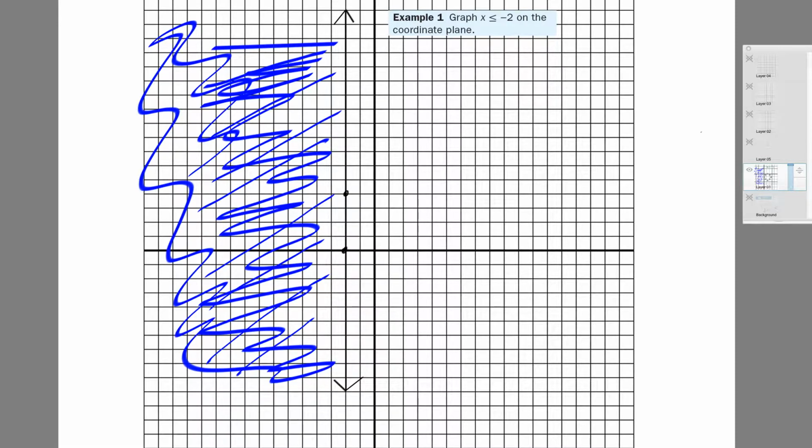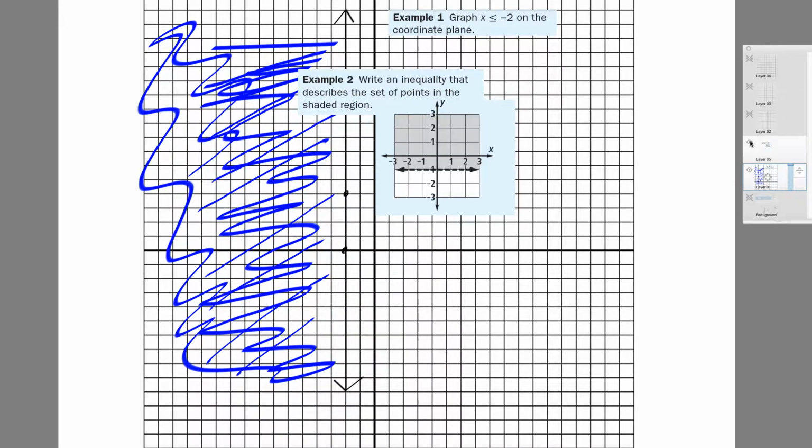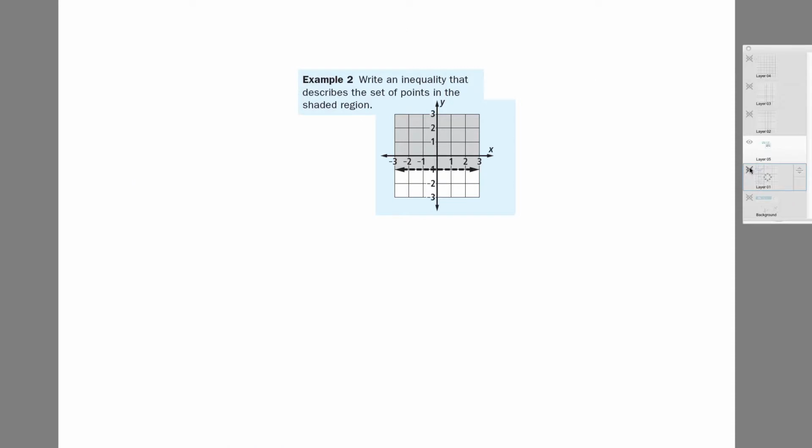Okay, on to our next problem, which is to write an inequality that describes the set of points in the shaded region. So now it's asking us to look at a graph and figure it out. Well, the first thing I can see here is this is a dashed line. So the boundary line is not included. And it appears that everything is above it, so I think I've got a greater than symbol there.